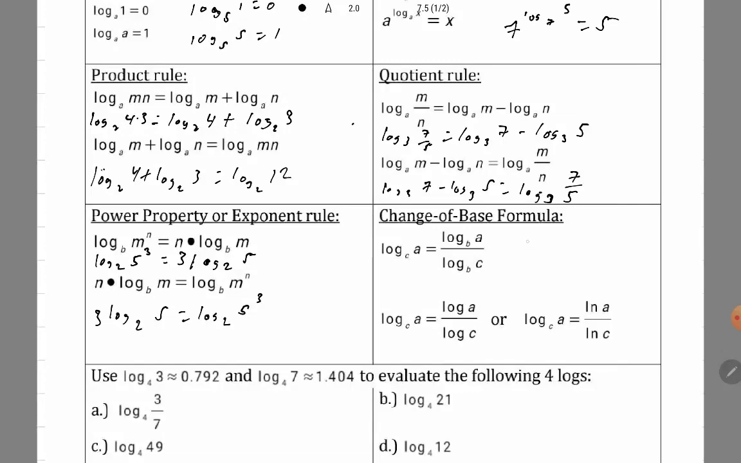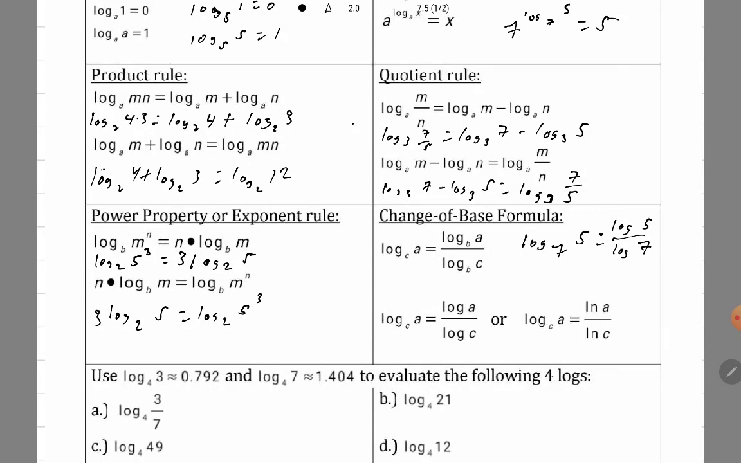So if we want to change our base, so log base 7 of 5, that would be the same thing as putting in our calculator log base 10 of 5 over log base 10 of 7.